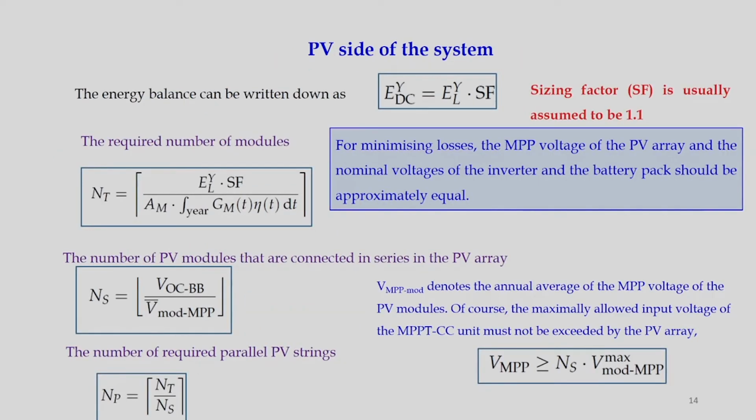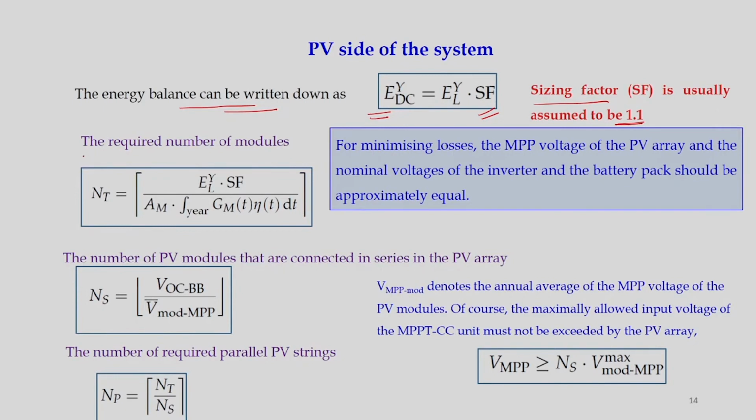Now, let us come back to the energy balance on the other side. So far, what we have discussed is the load side. Now, we will come to the generation side, or PV side. Here, EDC is equal to ELY into SF. Again, this SF is nothing but the charging factor and its value is about 1.1.